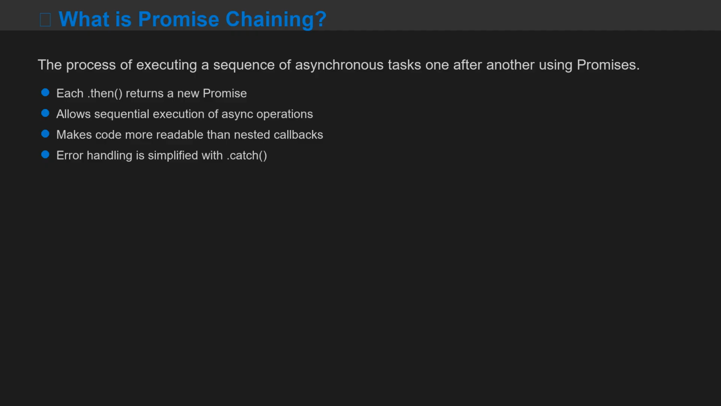Now, what is promise chaining? It's the process of executing a sequence of asynchronous tasks one after another using promises. Each .then method returns a new promise, which allows you to chain multiple asynchronous operations together. This makes your code more readable than nested callbacks. Error handling is also simplified with the .catch method. Let's see how this works in practice.